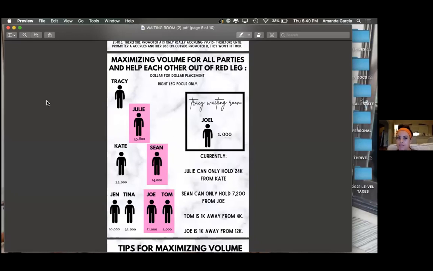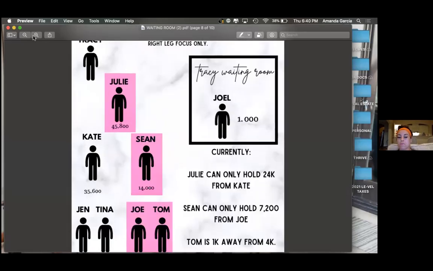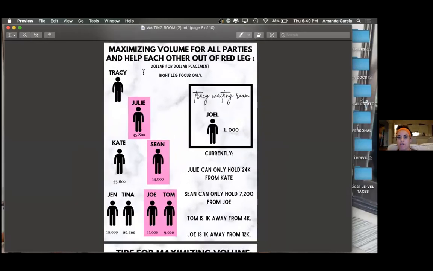Right. If Amanda has $5,000 in her waiting room, which she's about to show you, she literally could give it away and pop some ranks, or she literally could create $5,000 more in momentum by doing a dollar for dollar, roughly.